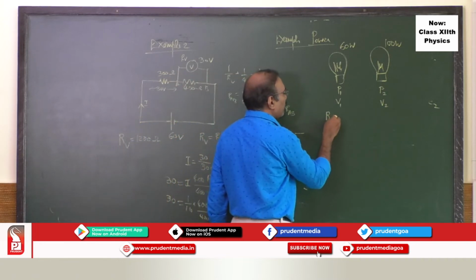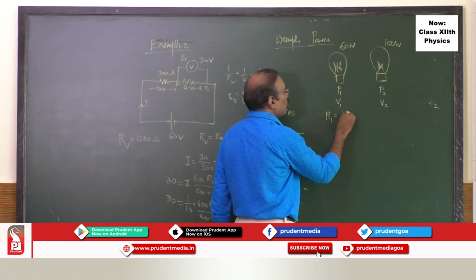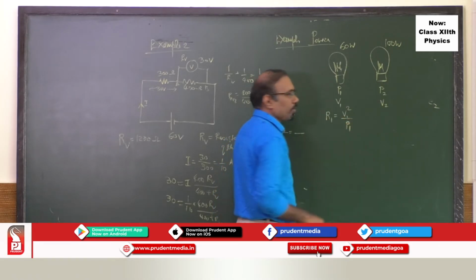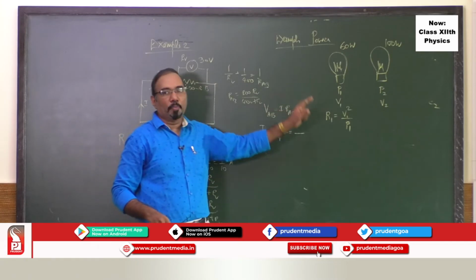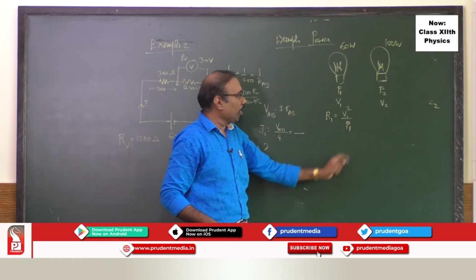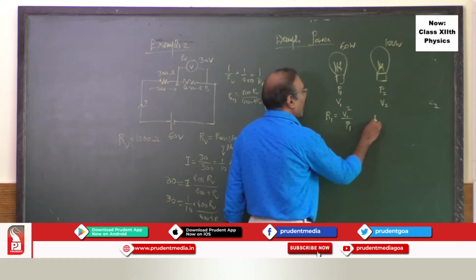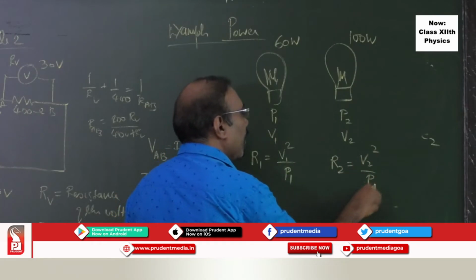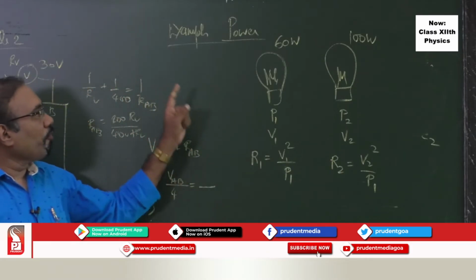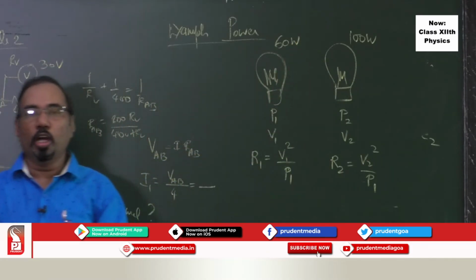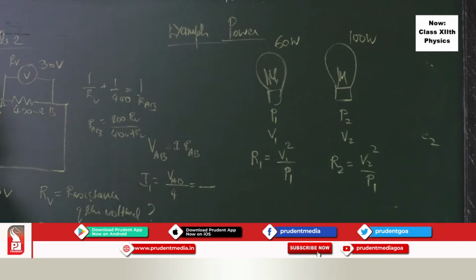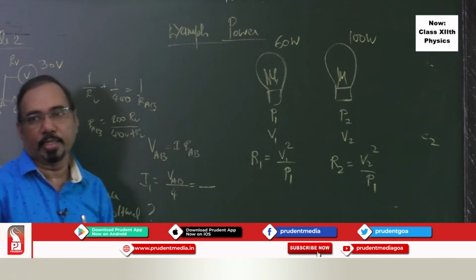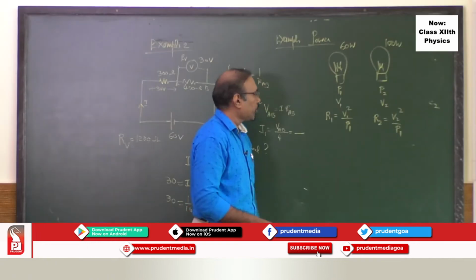Resistance I can find out by using this. Resistance will be equal to V1 square upon P1, because power is equal to V square upon R, so R1 will be equal to V1 square upon P1. Likewise, I can write down the resistance of this as V2 square upon P2. Please note, when you are finding the resistance of the bulb, you have to always take the rated voltage. This is the rated voltage which is given. So V1 and V2 you use.